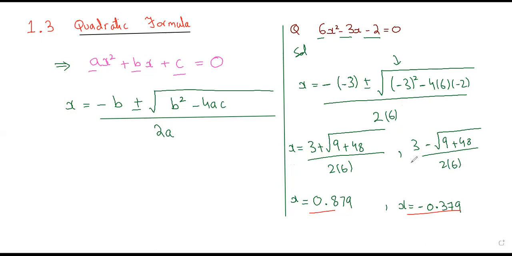Yes, thank you very much for telling me. All of us know that A is the coefficient of x squared, B is the coefficient of x, and C is the constant term, right? Please tell me, are you getting the same answers, 0.879 and minus 0.379? Please confirm this.